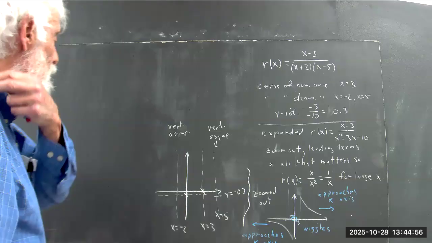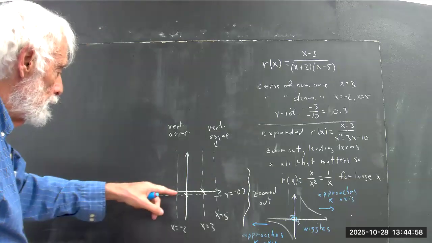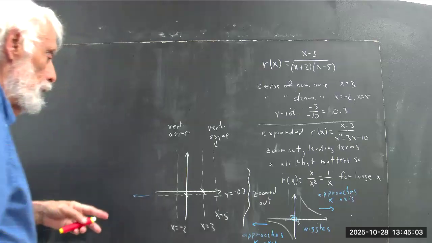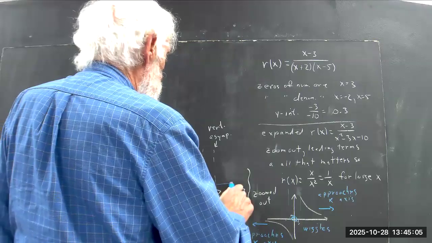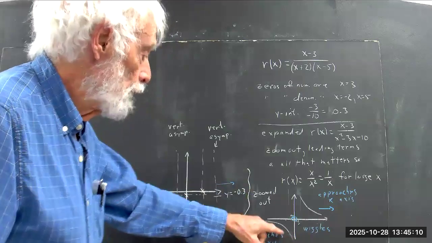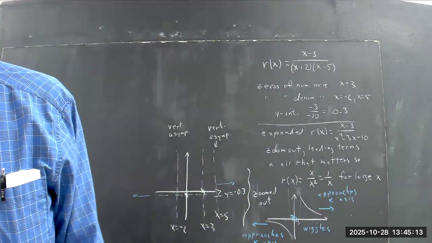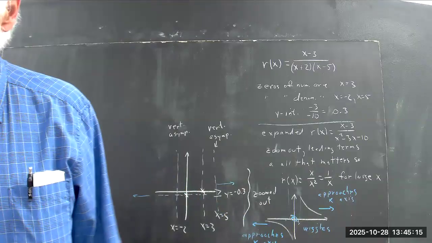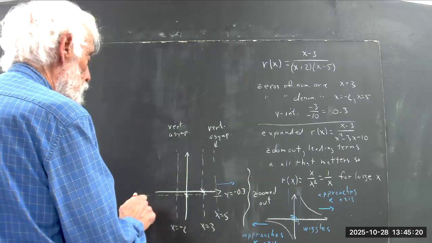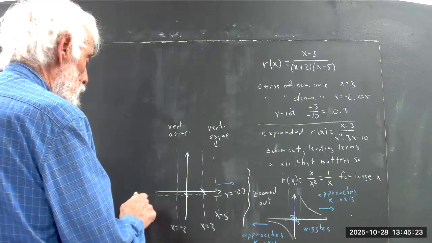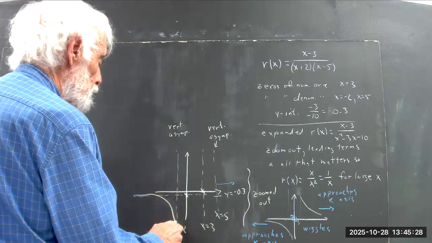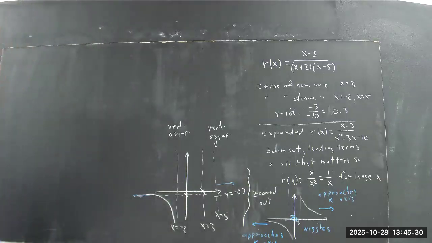So as we go out this way, we've got to approach the x-axis. As we go this way, we've got to approach the x-axis. The other thing is, this thing stays above the x-axis. This thing stays below the x-axis. That's what the reciprocal function does. So we're going to follow the reciprocal function for a while. But then we've got to have an asymptote at x equals -2. Okay.